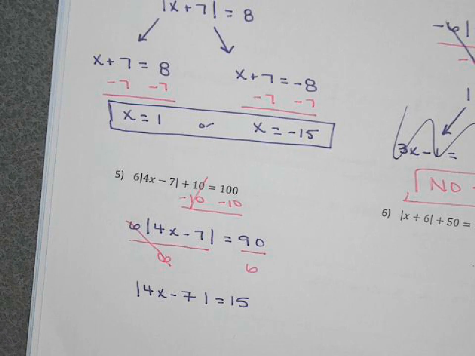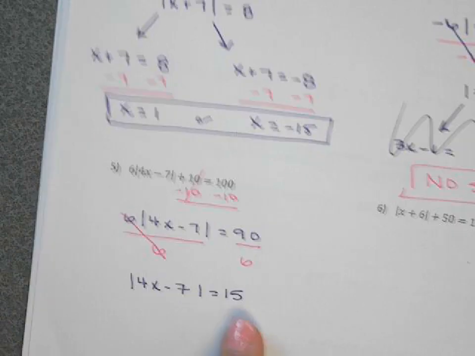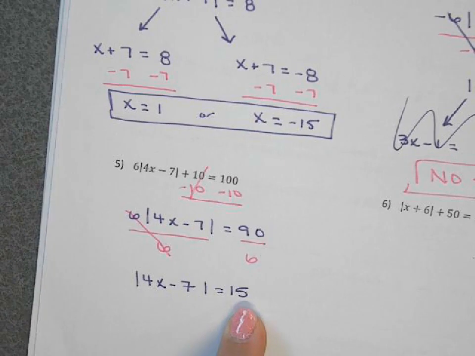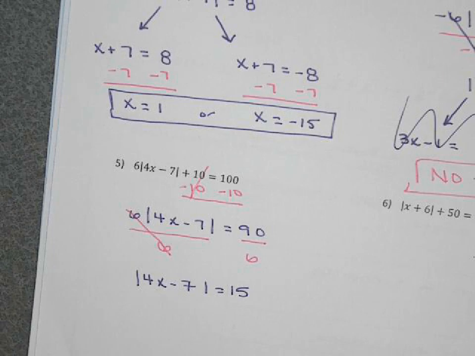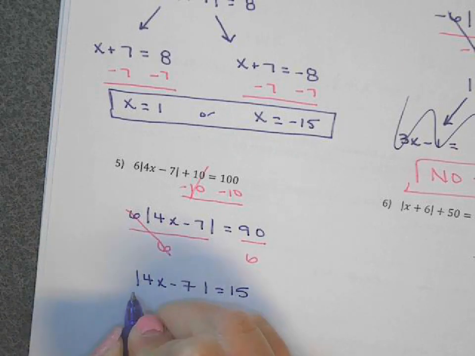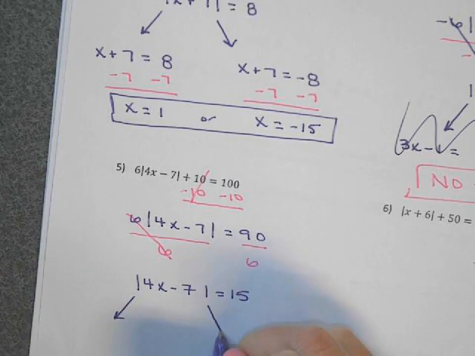Okay. Am I done now? Do I say no solution this time? No, because it's not set equal to a negative number. So what do I do next? You tear down the walls. Tear down those walls and break it into your two scenarios.